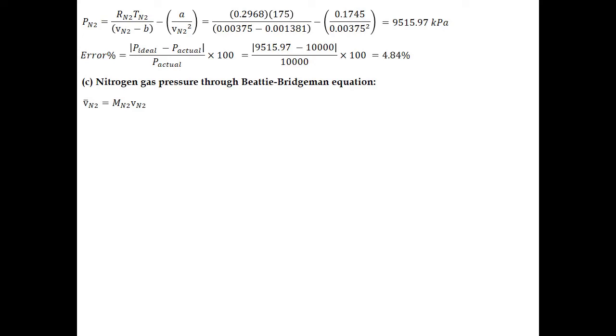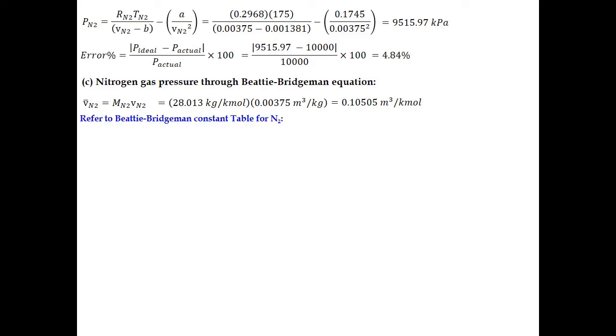Okay, so we know that the V bar is actually the specific volume in kilomole unit. In order to get the V bar value, we need to multiply the specific volume that we have with the molar mass M, capital letter, for the nitrogen. So we need to refer to the molar mass for the nitrogen gas, which is equal to 28.013 kilogram per kilomole, multiplied with the specific volume for the nitrogen gas, 0.00375 meter cubed per kg. So we will get the value for the V bar for the nitrogen, which is 0.10505 meter cubed per kilomole.